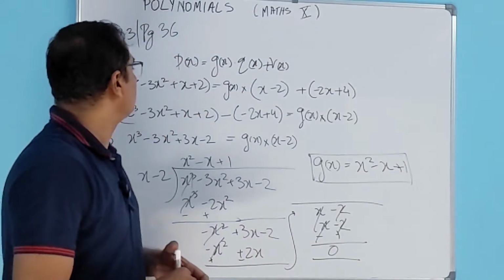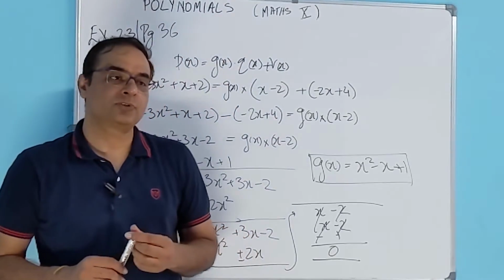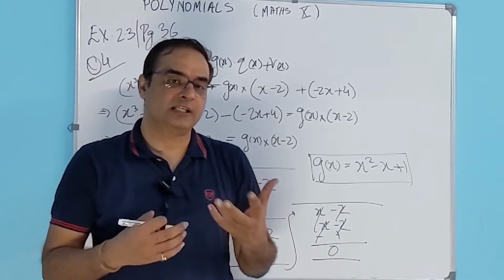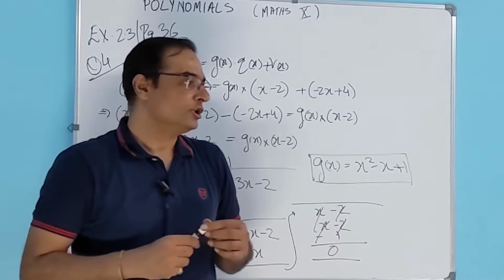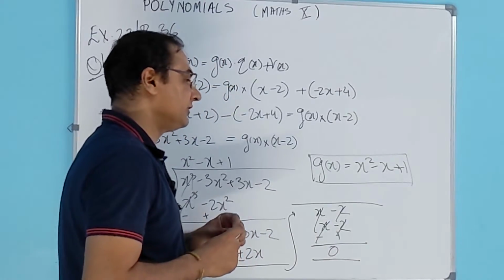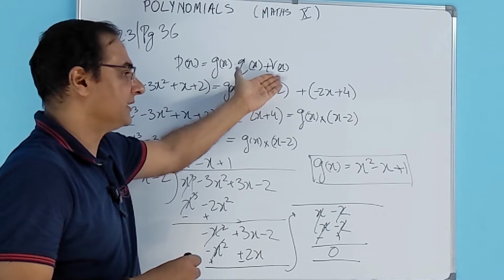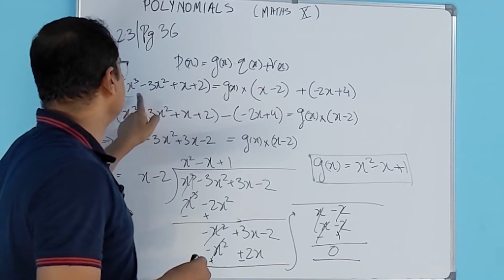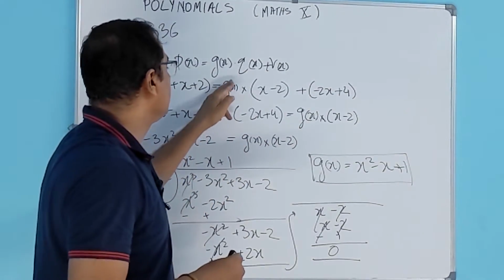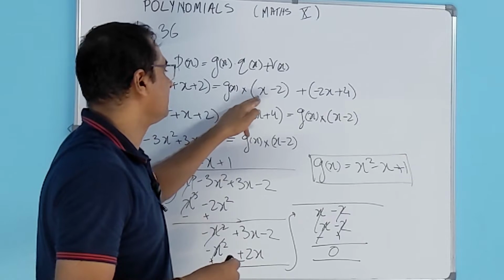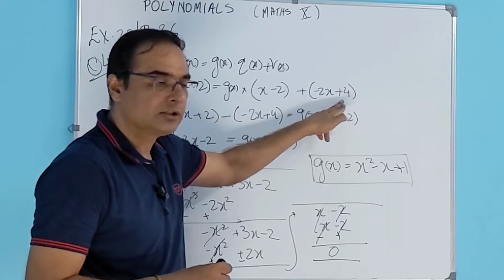Now let's look at question number 4, which is given in exercise 2.3. So basically we are given the dividend, and then we are given the quotient and the remainder, and then we need to find out what is the divisor. With the division algorithm of a polynomial, we already know p(x) equals g(x) into quotient plus remainder. Now if you put all the values, p(x) is x cube minus 3x square plus x plus 2. So these values are given in the question, equals g(x), which is the divisor, multiplied by the quotient, which is x minus 2, plus the remainder, which is minus 2x plus 4.